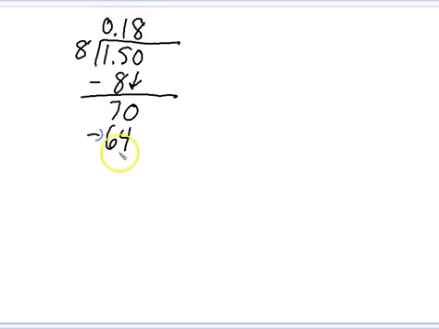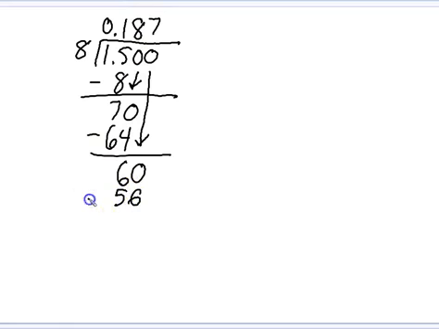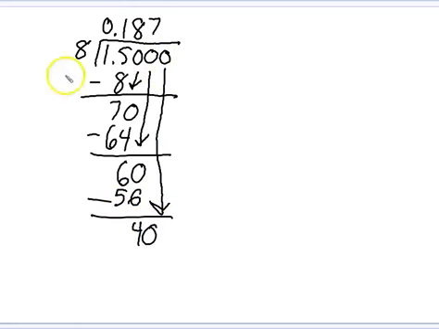8 times 8 is 64. 70 minus 64 is 6. 8 does not go into 6, so I have to write another 0 and bring it all the way down. 8 goes into 60 seven times. 7 times 8 is 56. I get 4. 8 does not go into 4, so I throw another 0 in. 8 goes into 40 five times. 8 times 5 is 40. I know I'm done because I have a 0 here.